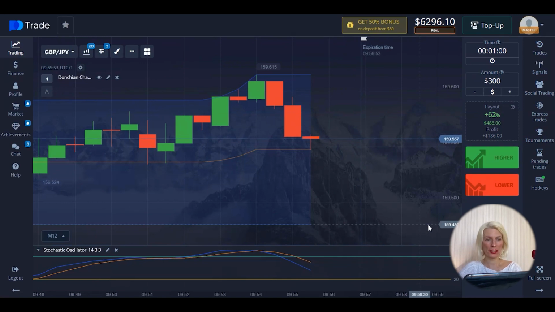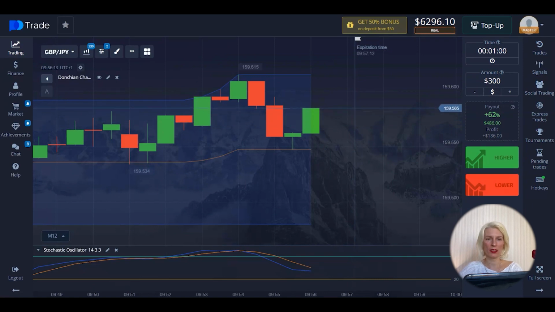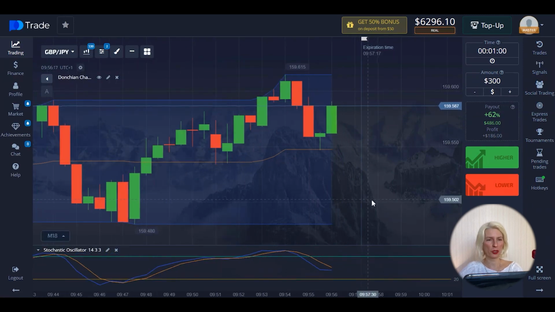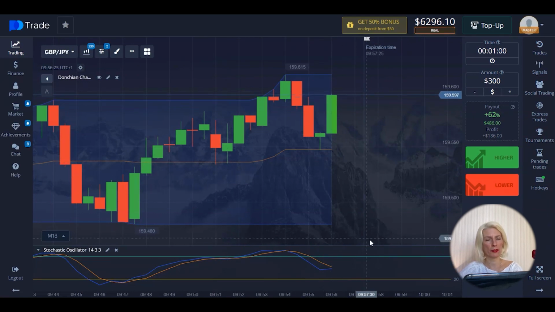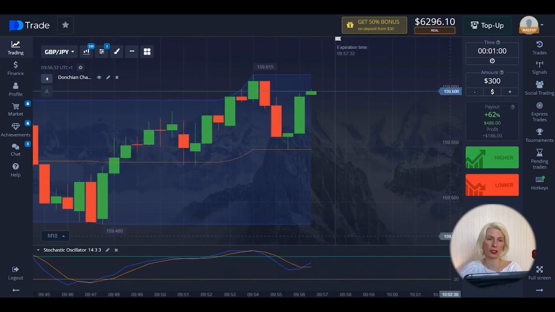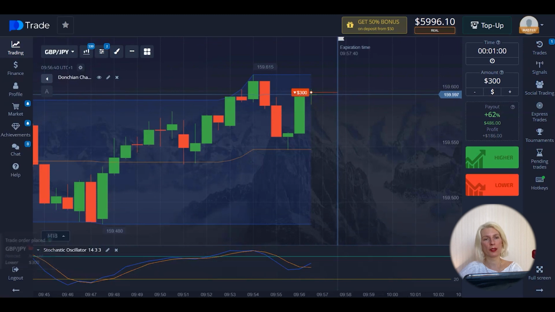Pay attention to the 30-second candle on the chart. This allows us to more accurately define the entry point. The price is near the downtrend indicator's middle line, but we failed to break through this line. The price rebounds sharply to 159.59, but the stochastic indicator does not give us any signal of an upcoming reversal. I decide to open a down trade and the bet remains the same, and it is $300.